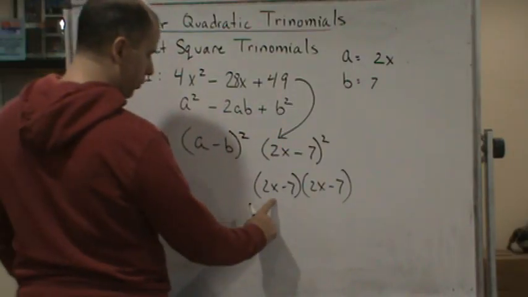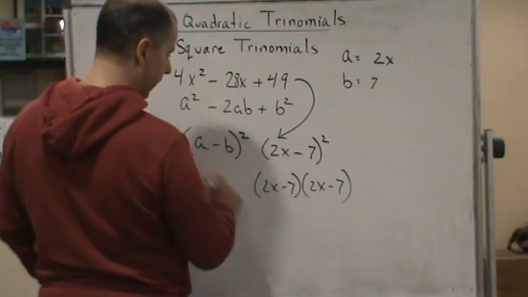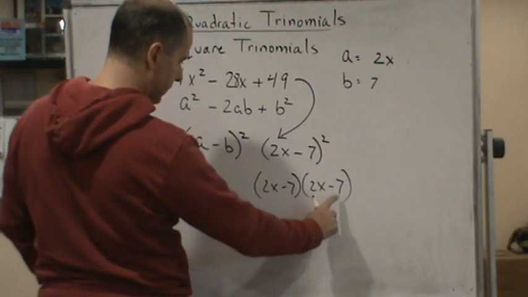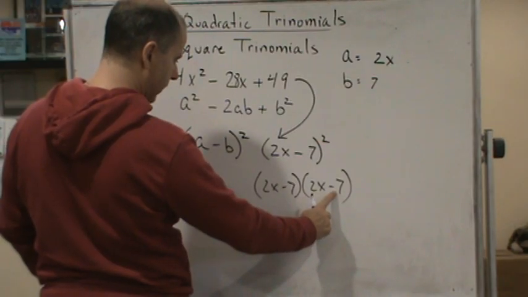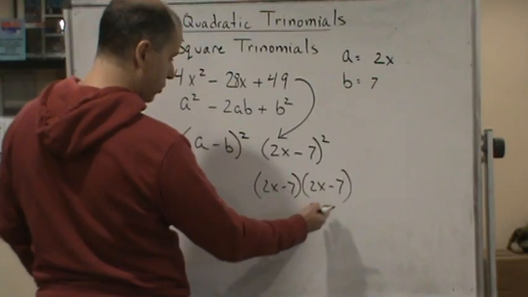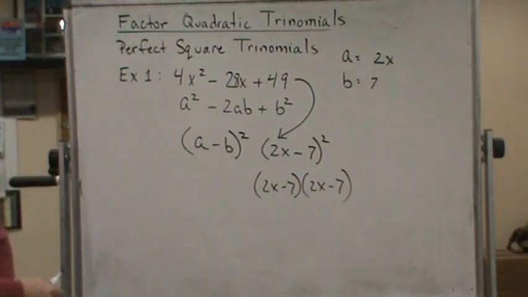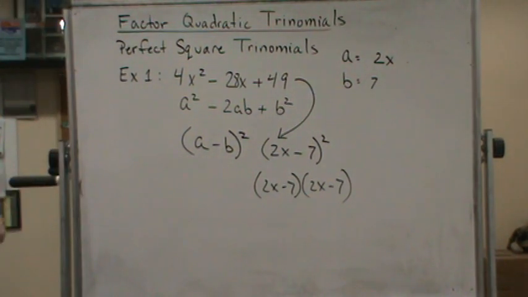Okay? So you get 4x squared, you get the 49, and then if you take 2x times a negative 7, and then you get another negative 7 times 2x, so that gives you negative 14x's. If you add them up, you get negative 28x. Okay, so that works.